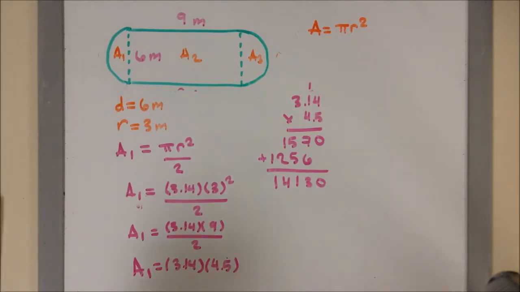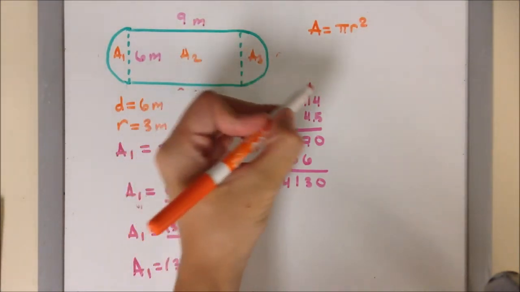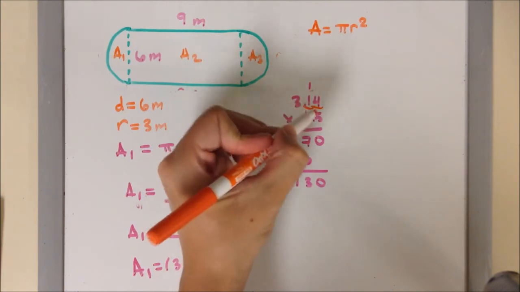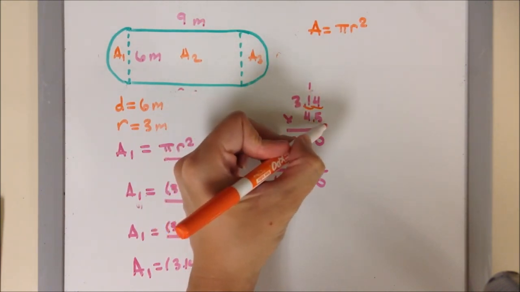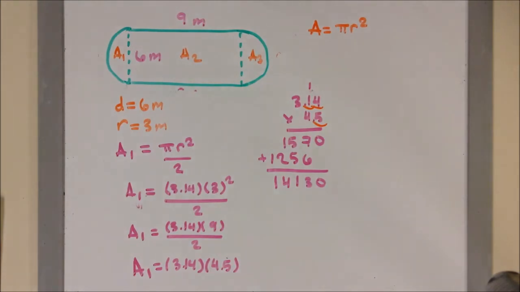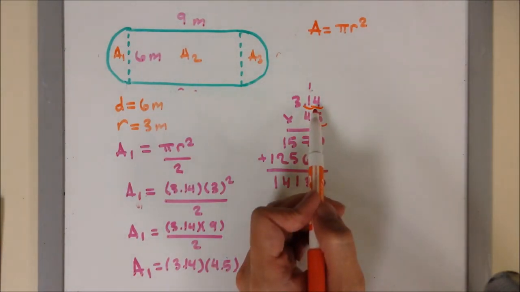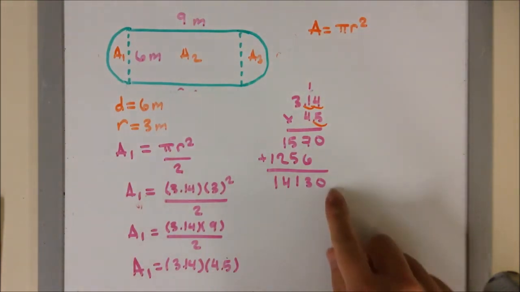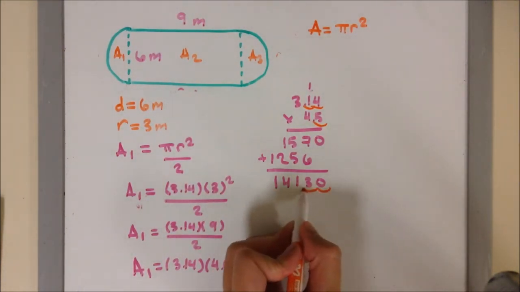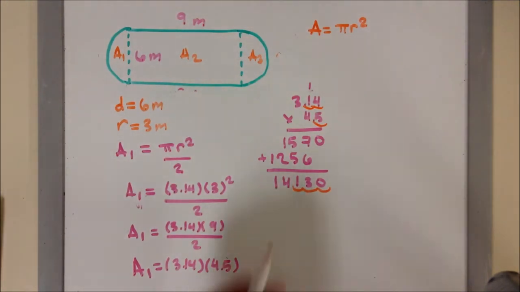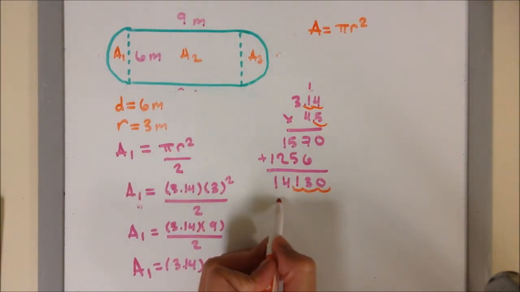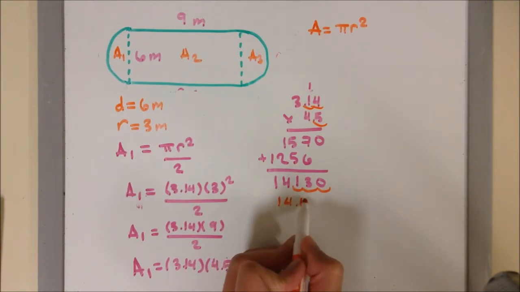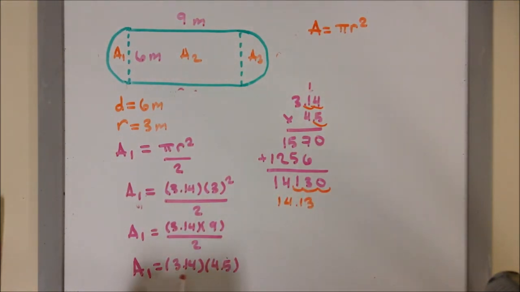Now, I'm going to count my decimals with the numbers that I multiply. So 1, 2, and then don't forget we have a decimal here, so another one. So the total is 3. 1, 2, 3. So that means it's 3 decimal places. So I'm going to start from here. 1, 2, 3. So my A1 will be 14.13. So 3.14 times 4.5 is 14.13.